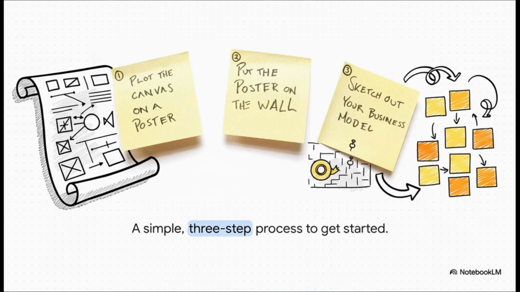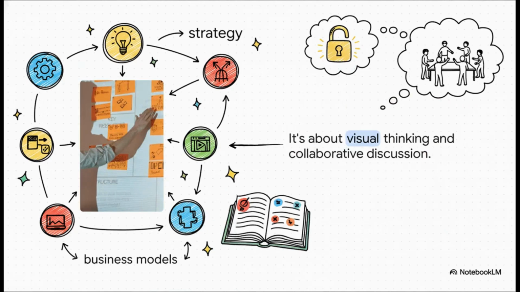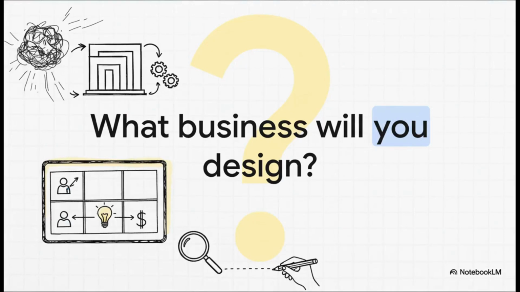Seriously, it's that accessible. This hands-on, visual approach makes complex ideas feel tangible. It turns abstract strategy into a physical thing that a team can literally stand around, point to, and debate. It sparks discussion, unlocks creativity, and gets everyone on the same page, literally. Ultimately, the Business Model Canvas gives you the language and the tools to go from that crumpled, messy idea to a clear, actionable blueprint. It empowers you to truly design your business. So, the only question left is, what will you create?